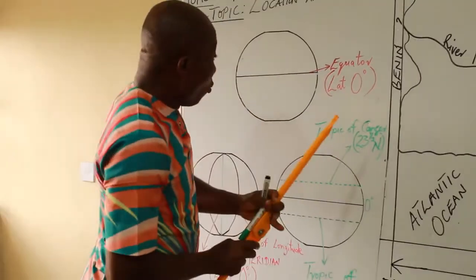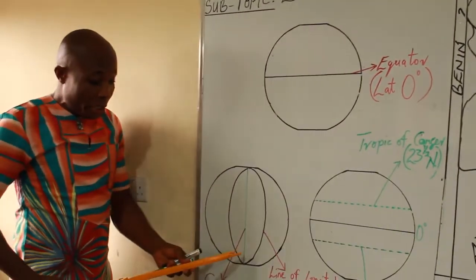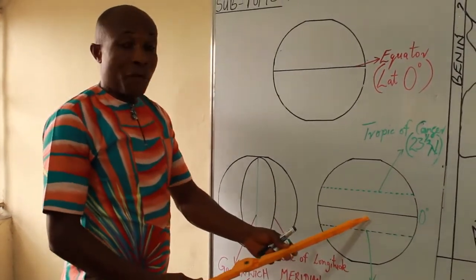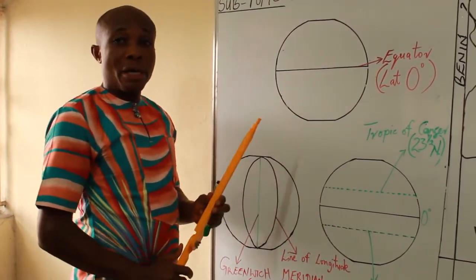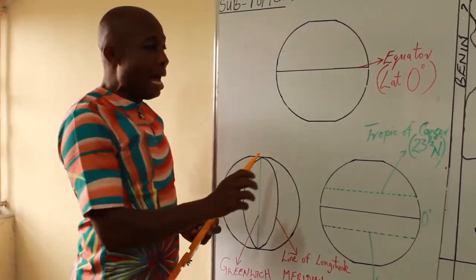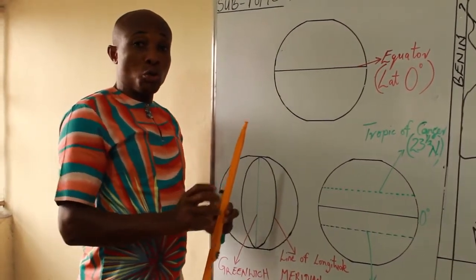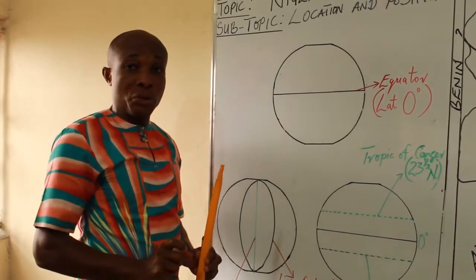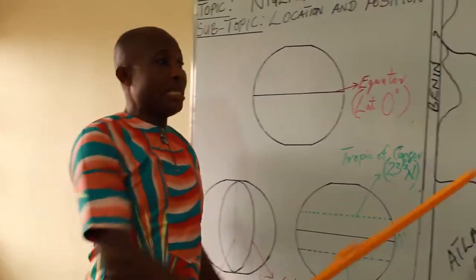Okay, with this explanation, using the equator alone, using the lines of longitude, and also using the lines of latitude, within these three drawings, we can now locate the position of Nigeria. And why I decided to explain it is for you to remember what I have taught you when we treated the topic longitude and latitude. Now let's go straight to our topic for the day, that is Nigeria.